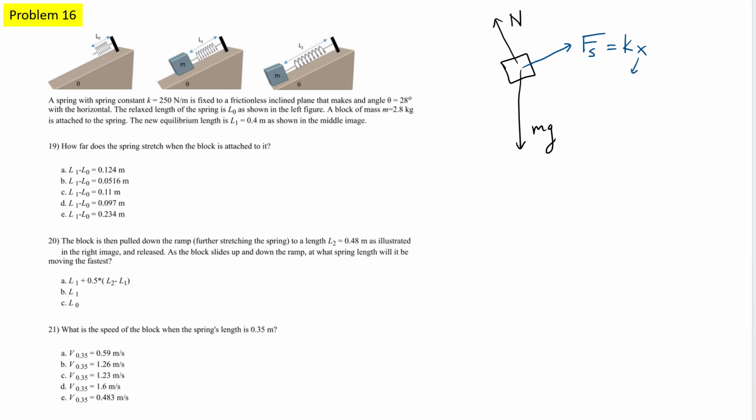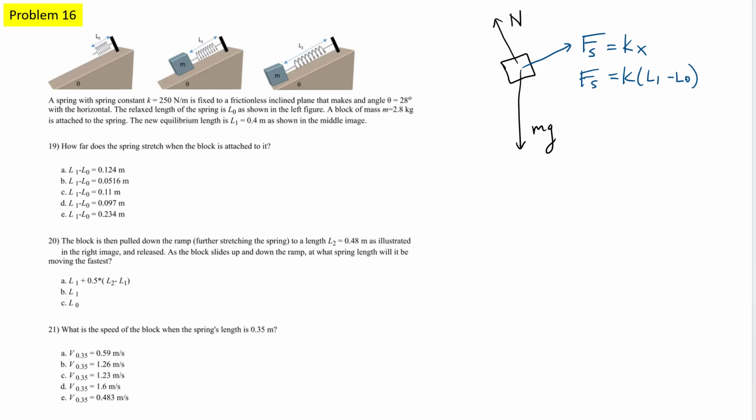And x is how much it's stretched, right? This is the distance that it's stretched from the equilibrium. So actually what I would do is write this x value as a magnitude of L1 minus L0. That is really what this stretching amount is. All right, so this object is in equilibrium.